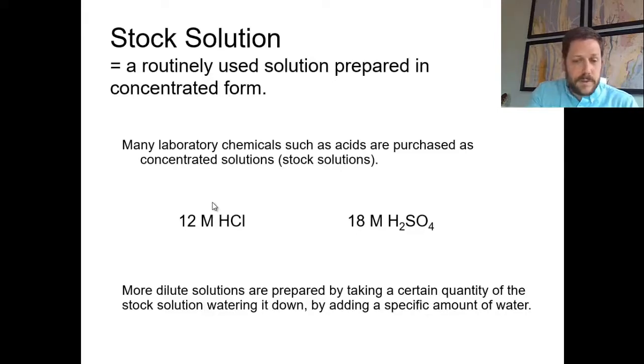So these are dangerously concentrated acids. Sulfuric acid is typically purchased as 18 molar sulfuric acid and hydrochloric as 12 molar. And then we take a certain amount of the stock solution, some small initial volume, and add water. More technically, we actually add acid to the water, but we dilute the solution in that way.